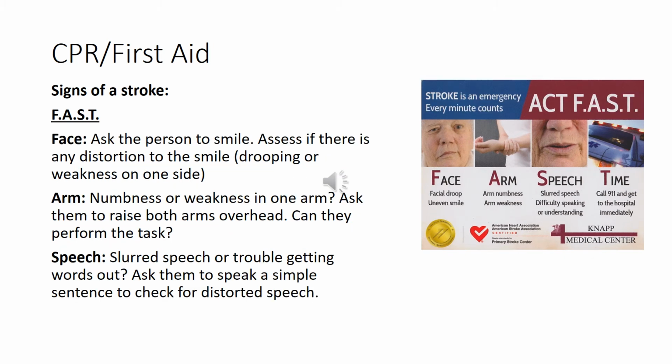So let's move on to the S in FAST. The S in FAST refers to this person's speech. Do they have slurred speech? Do they have trouble getting words out? Do they feel like they have marbles in their mouth? Ask them to speak a simple sentence. Ask them just to say their name. Ask them to say your name twice. Check for the distortion in their speech. Another important signal that this person is in the midst of having either a minor or a major stroke.